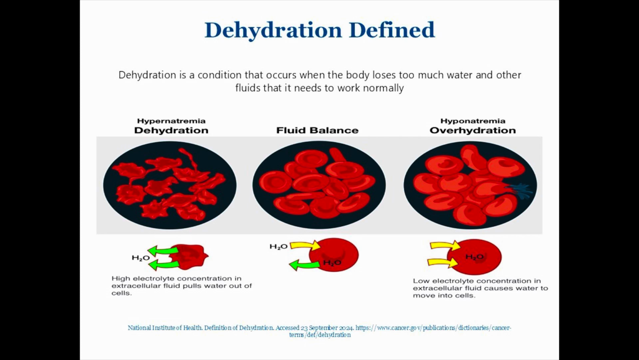I won't get too specific, but hypernatremia, not as common, but it is possible to drink too much water and become overhydrated. And it starts pulling water into the cell, causing the cell to, well, it could rupture, but to expand. I think that's the word I wanted to use. So we've got dehydration, normal hydration, and hypernatremia.